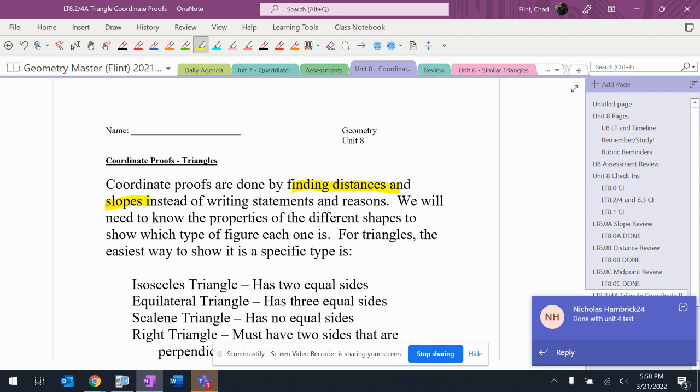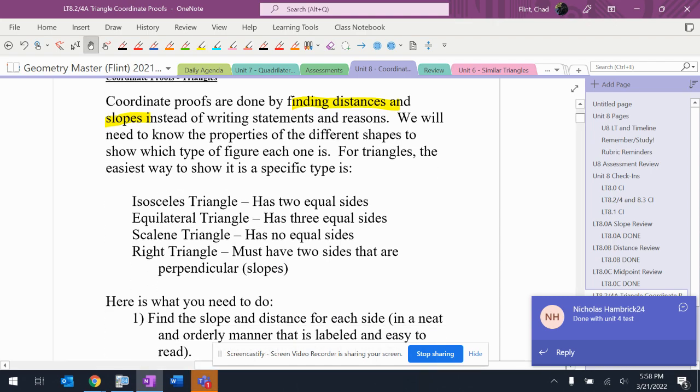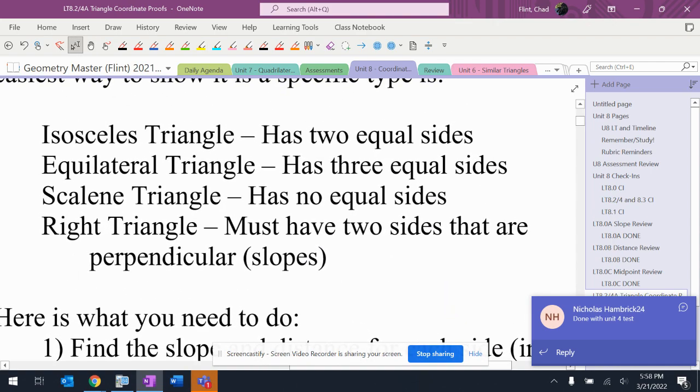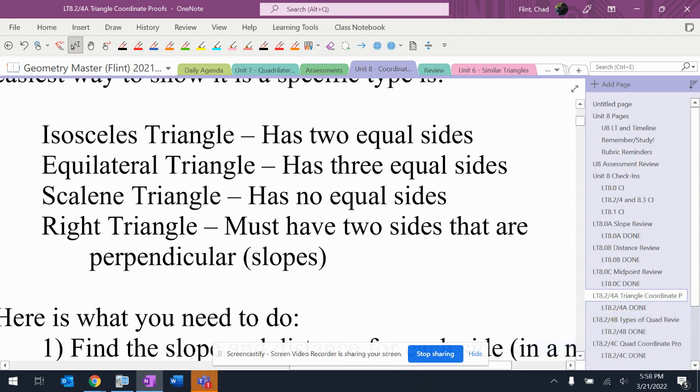Okay, so we're going to find the slope. We're going to find the distance of each side. We're going to organize it nice and neat so someone can look at it. All right, to be able to do this, there are 3 kinds of triangles. This file is going to have to do with triangles. The next couple of files have to do with quadrilaterals. It's more than likely there's going to be a mixture of this when you get a question on a test.